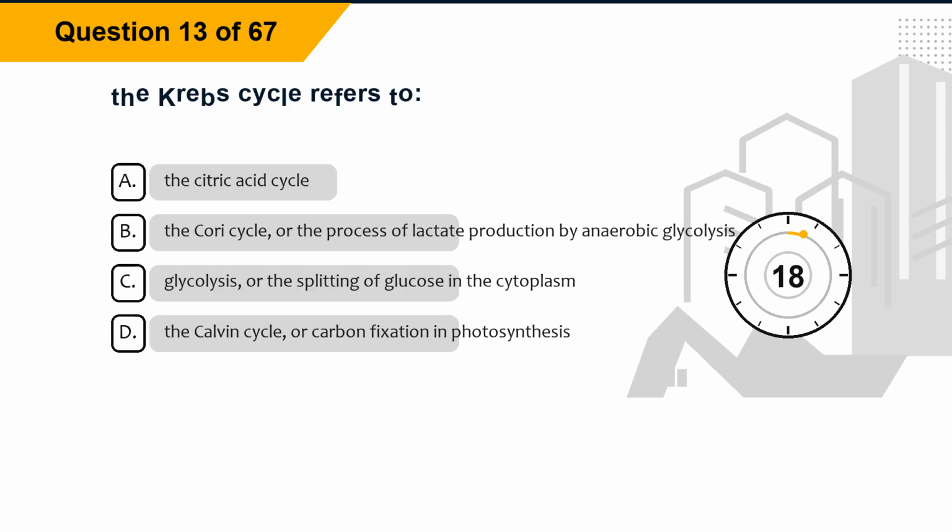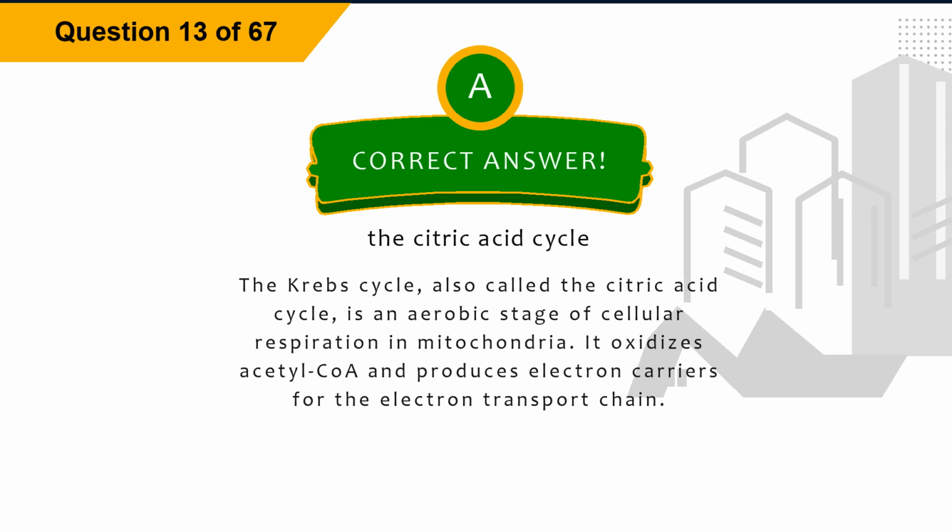Question 13. The Krebs cycle refers to option A, the citric acid cycle, option B, the Cori cycle, or the process of lactate production by anaerobic glycolysis, option C, glycolysis, or the splitting of glucose in the cytoplasm, option D, the Calvin cycle, or carbon fixation and photosynthesis. The correct answer is option A, the citric acid cycle. Explanation. The Krebs cycle, also called the citric acid cycle, is an aerobic stage of cellular respiration in mitochondria. It oxidizes acetyl-CoA and produces electron carriers for the electron transport chain.